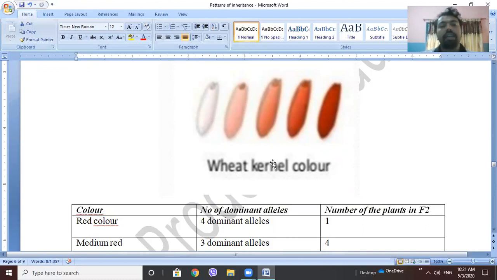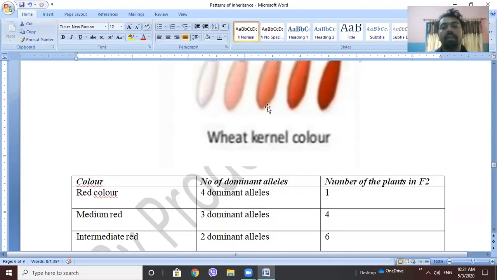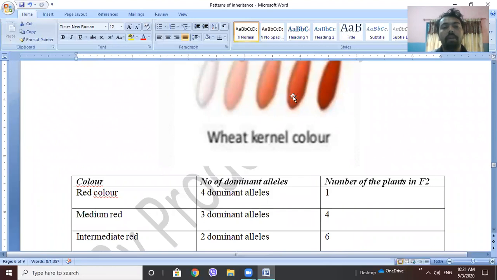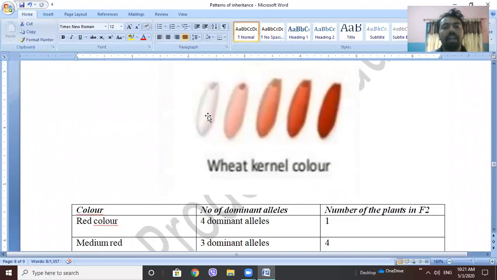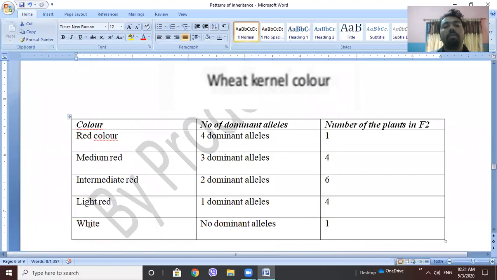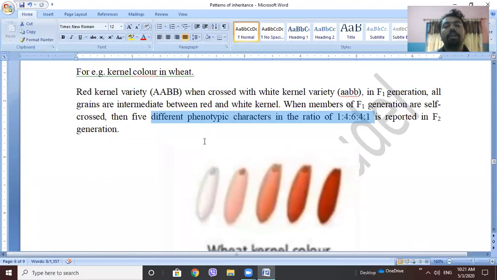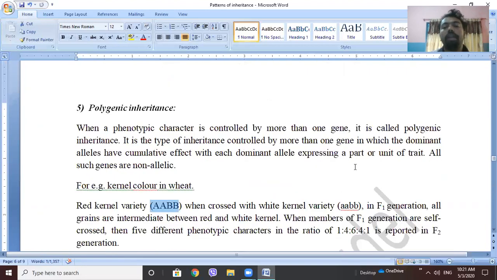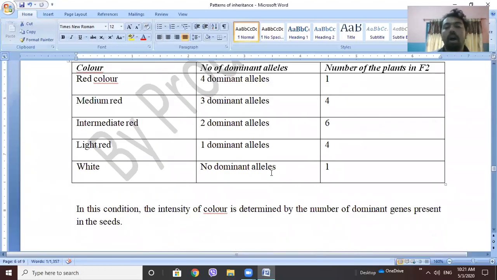So first, these are wheat corneal colors from white to light red, and then intermediate red, and then so this is red color, this is medium color, this is intermediate red color, and this is light red, and this is white. So I go from the darkest to the least dark. Now in these colors, how many dominant alleles are there? In red color, as you can see here, all alleles are dominant, so four dominant alleles. Medium red has three, intermediate has two, light red has one, and white, so this is the genotype of the white corneal variety, there are no dominant alleles in the white corneal variety of wheat.